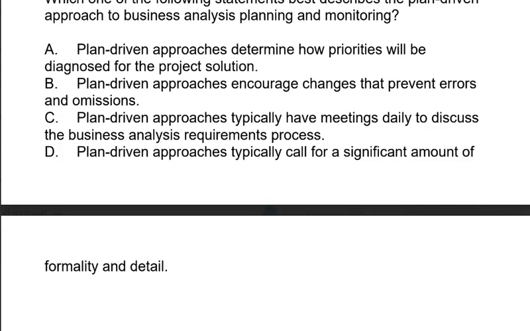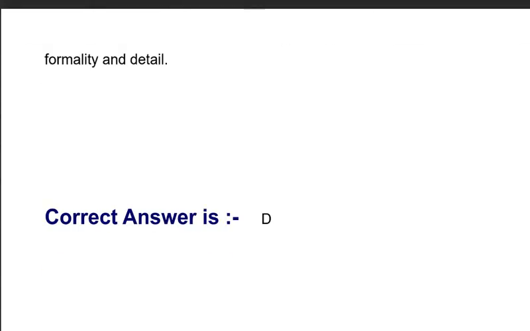Option A. Plan-driven approaches determine how priorities will be diagnosed for the project solution. Option B. Plan-driven approaches encourage changes that prevent errors and omissions. Option C. Plan-driven approaches typically have meetings daily to discuss the business analysis requirements process. Option D. Plan-driven approaches typically call for a significant amount of formality and detail. Correct answer is option D.